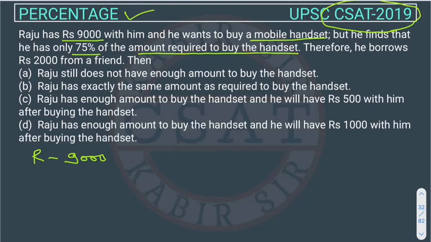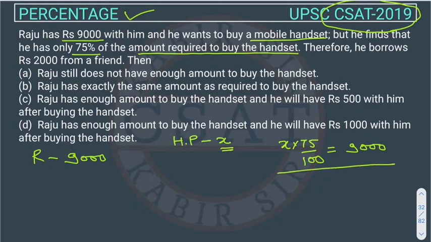Let's assume the price of the handset is X rupees. So how much does Raju have? Raju has only 75% of that. So 75% of X will be equal to how much Raju has, 9,000. These both will be equal, because on one side it says Raju has 9,000 rupees, and on the other side the question says he has 75% of the mobile handset price.